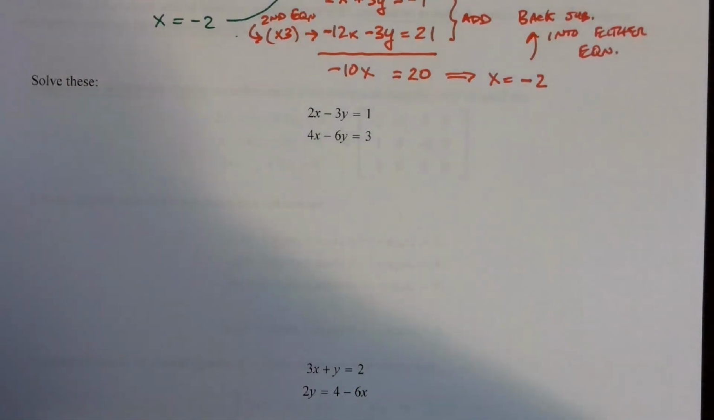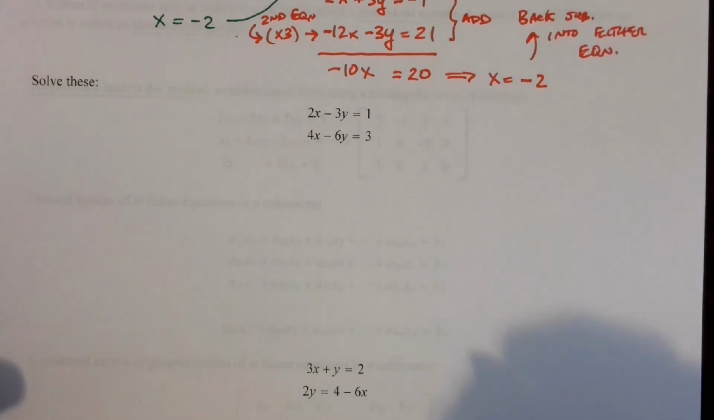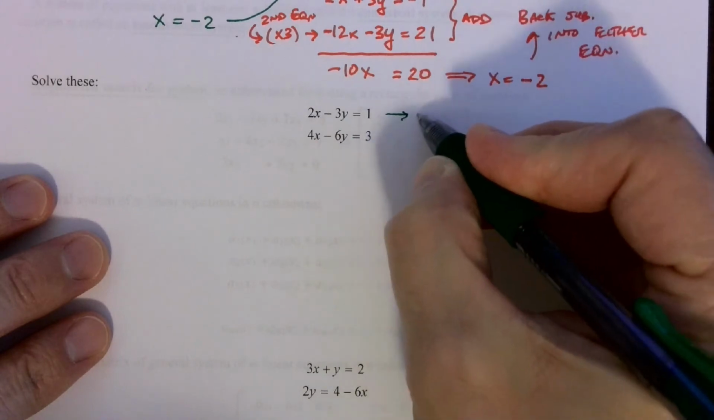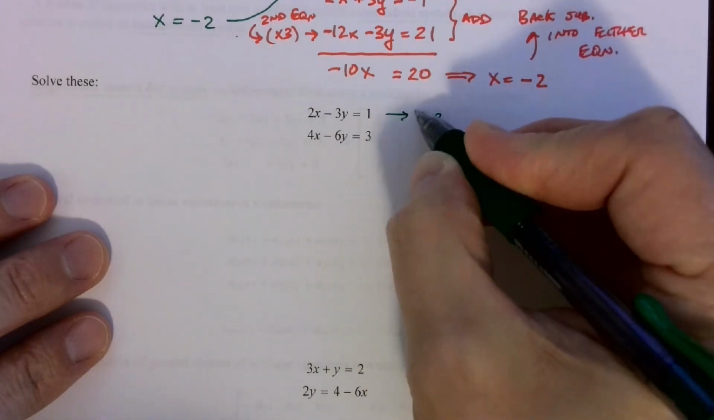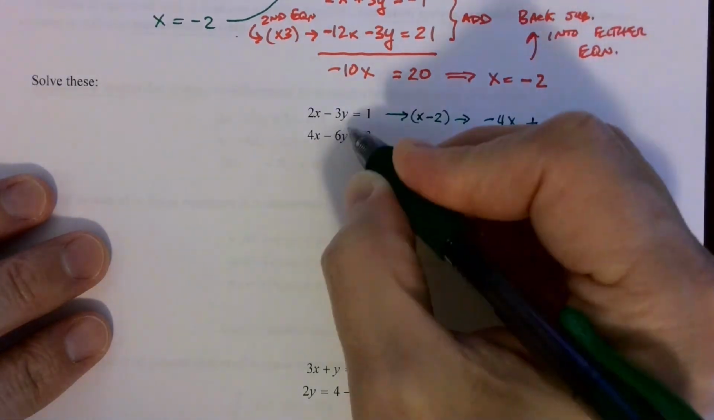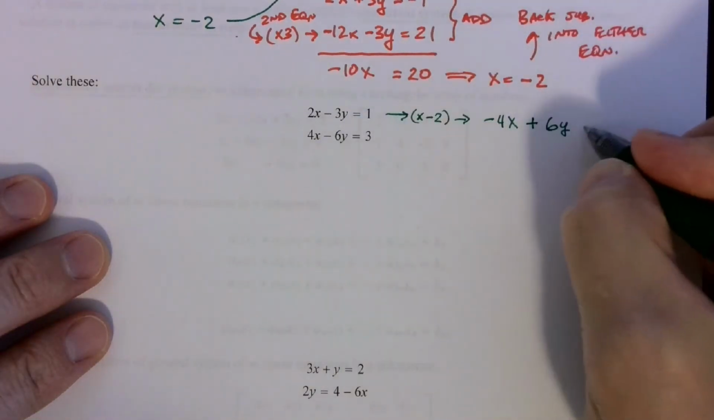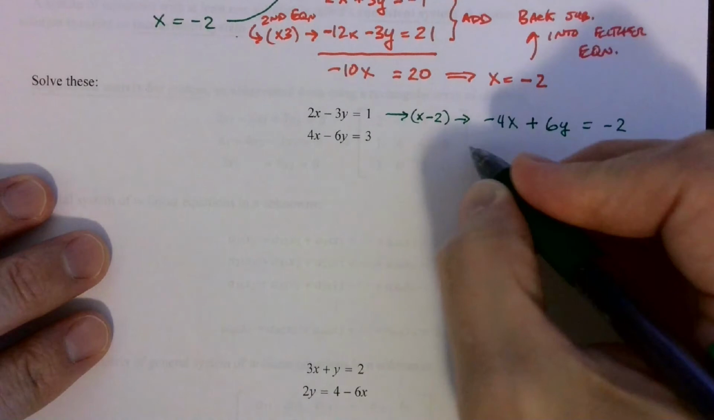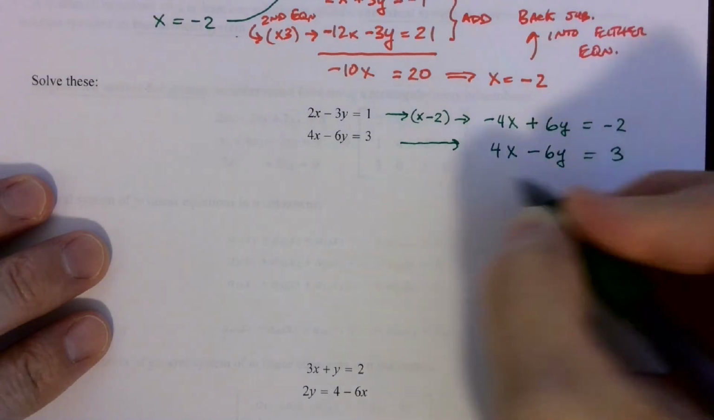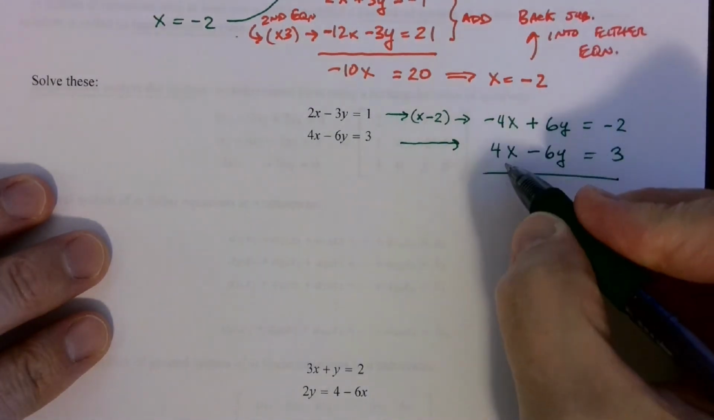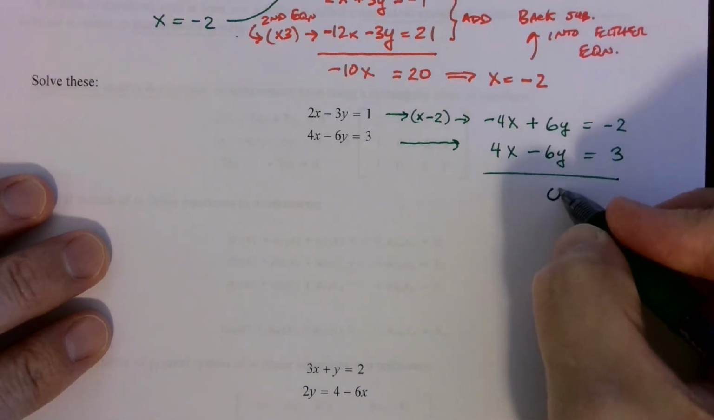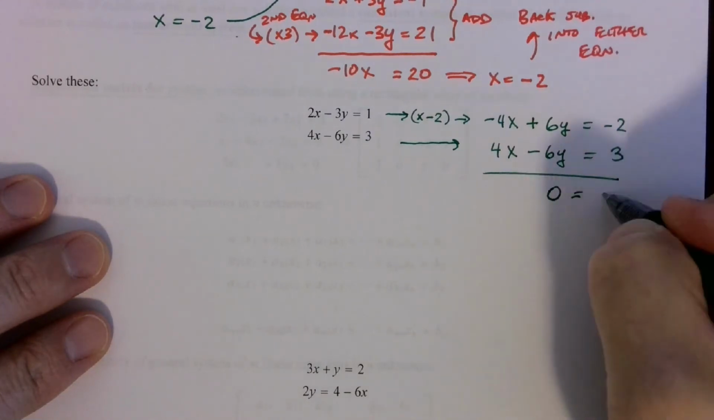Solve these equations. I'm going to do this by the addition elimination method, because I notice I've got 2x here, 4x. If I multiply this equation up top by a negative 2, I'm going to get negative 4x, positive, negative 2 times negative 3, positive 6y equals 1 times negative 2 is negative 2. And then I just rewrite this equation down here. And then I'm going to add, right? Negative 4x plus 4x is 0. 6y minus 6y is also 0. Negative 2 plus 3 is positive 1.